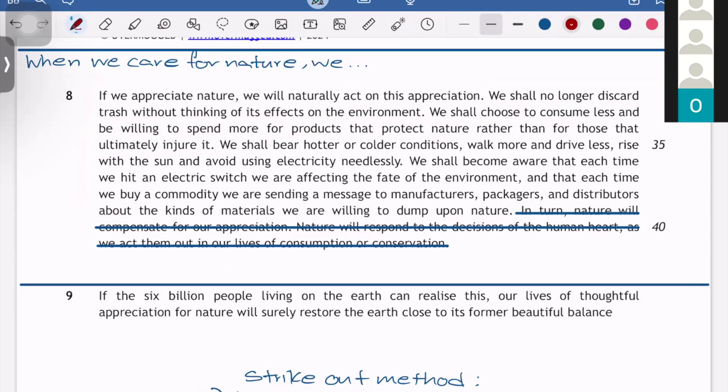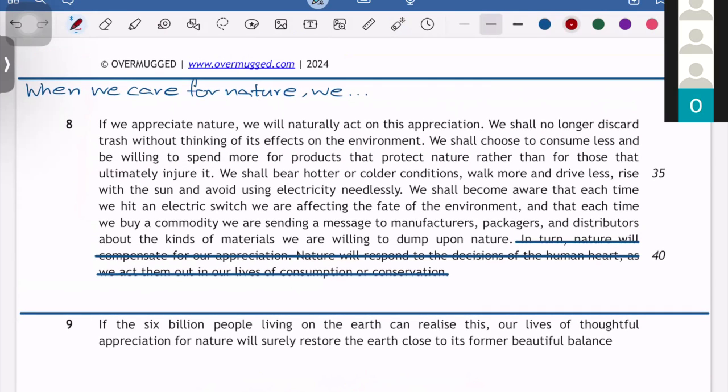Afterwards, that's where I change my pen color to another color, and this is where I start to paraphrase. Whenever you paraphrase, you strike out the parts that you have paraphrased. So if I'm going to paraphrase this part, I strike it out. This is going to be my first so-called sentence. Continuing from here, when we care for nature, we will show our respect to our deeds.